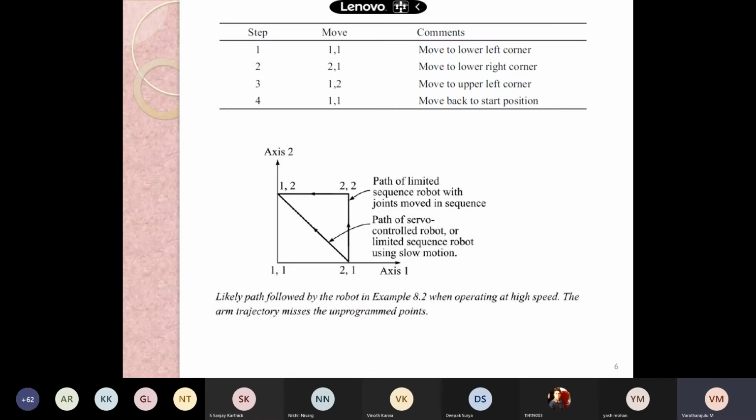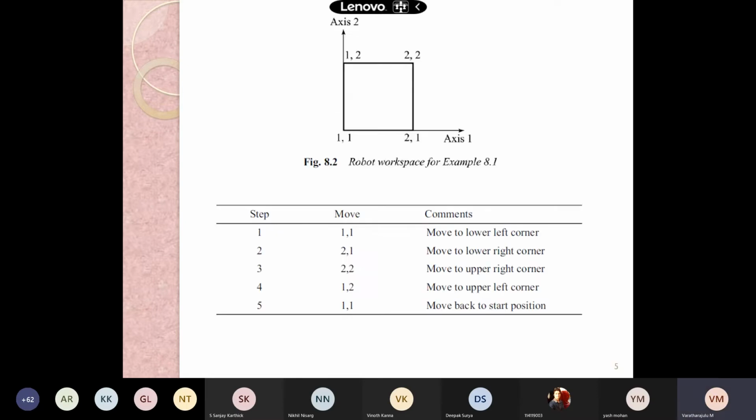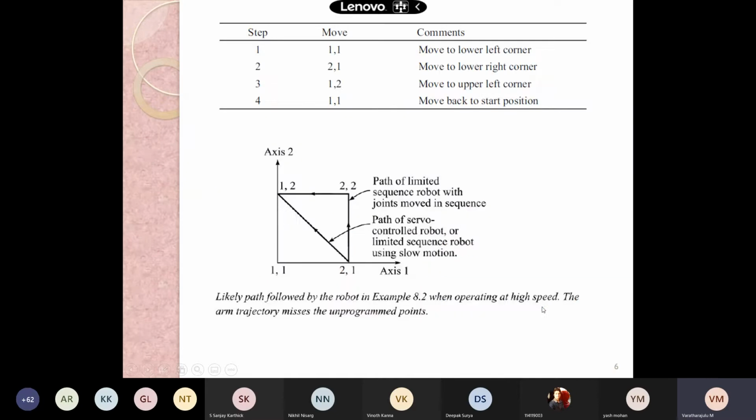Here we have given 5 different steps: 2 1, 2 2, 1 2 and 1 1. Move to lower left corner, move to lower right corner, upper right corner, upper left, and then again back to the origin. And here we don't have 2 2. This is the path we are going to miss when compared with the last example. So the robot movement will occur from 1 1 and then 2 1, it straight away moves to 1 2, and then again returns back to 1 1.